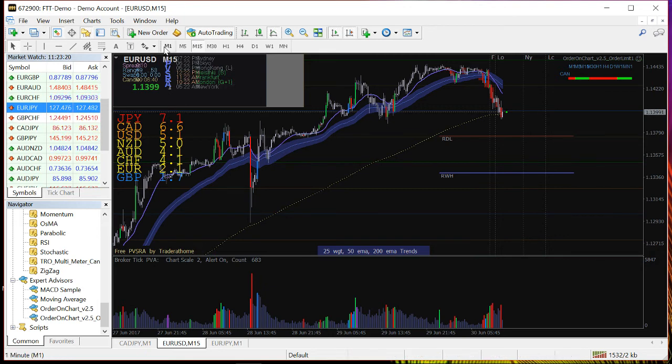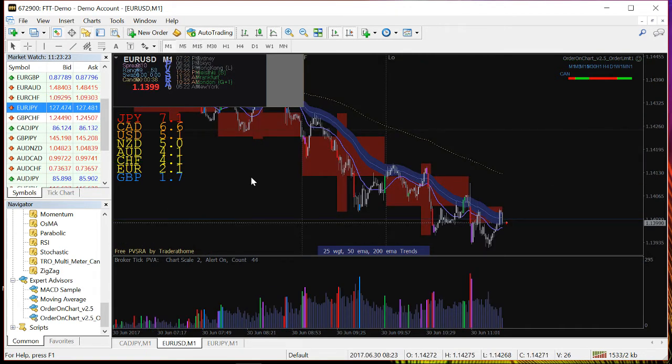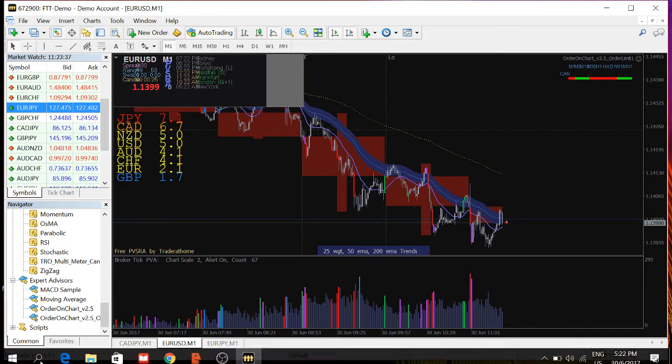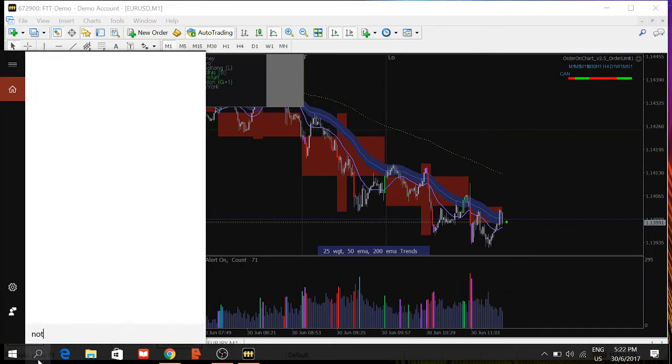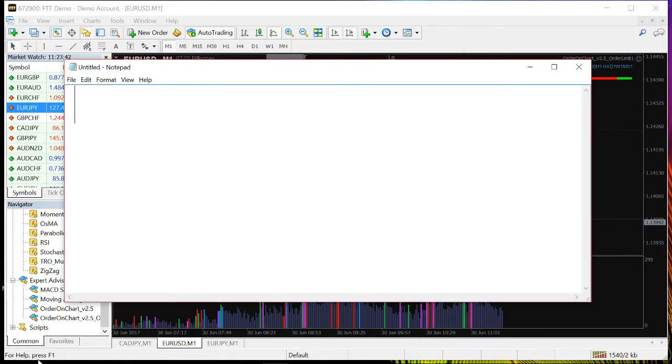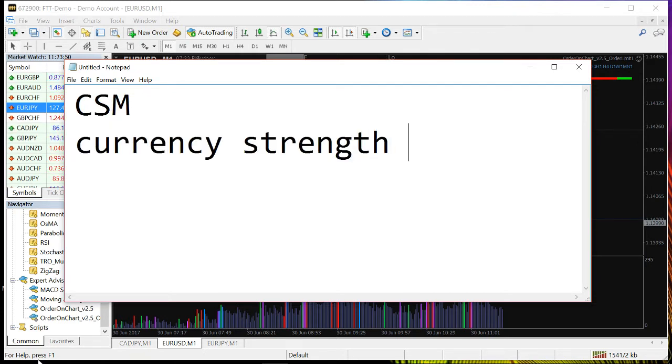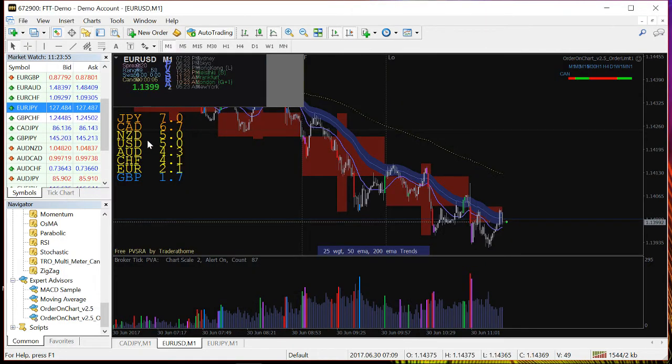So let's go to M1. First of all, when you're looking to spot pairs to trade, some of you probably know, but it's always good to mention again. You have this thing here called the CSM, the currency strength meter, which is this guy here. Can you see it?